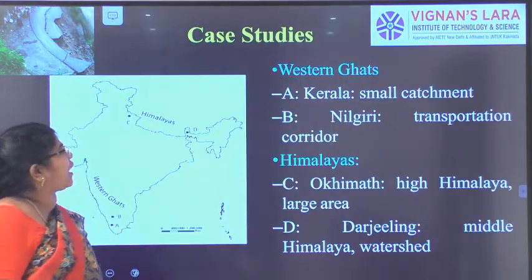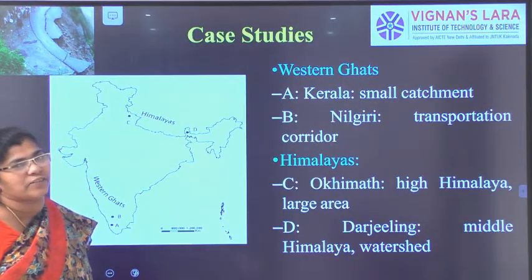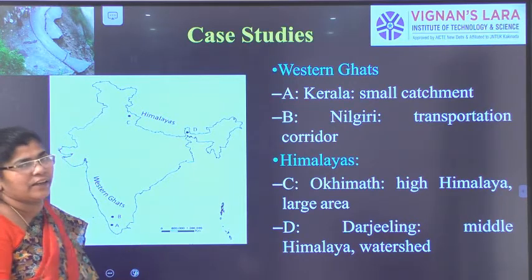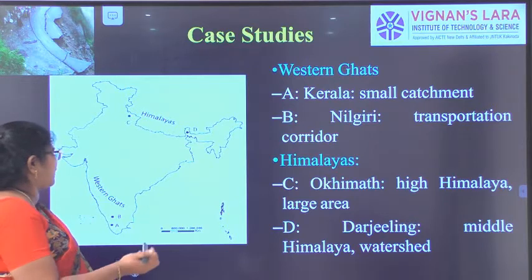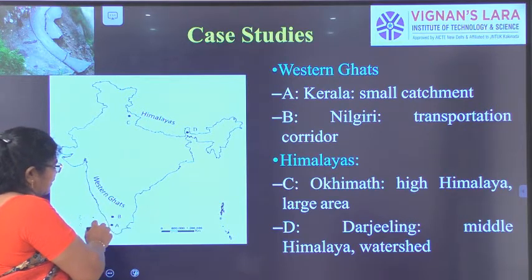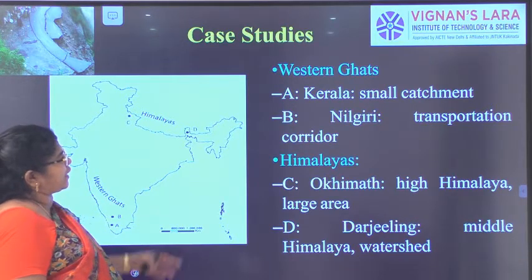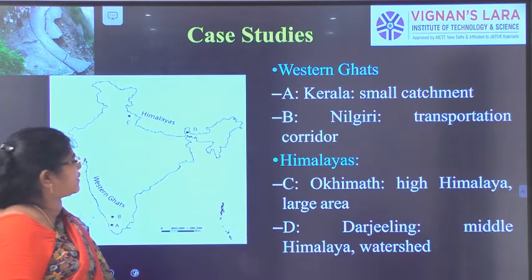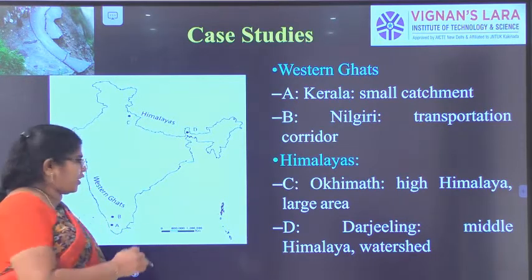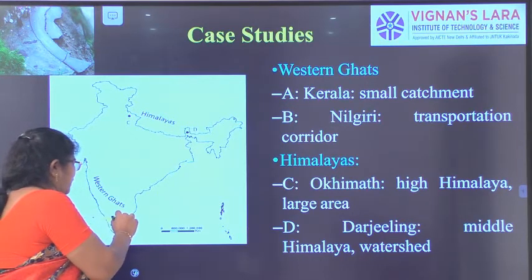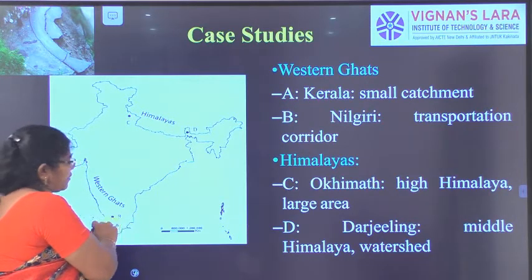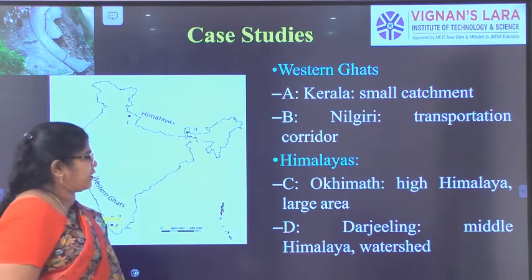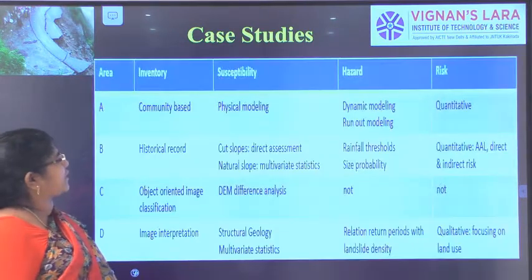So we will see the case studies. One is from the Western Ghats, the other is from the Northern region, that is North India. In the Western Ghats we can see Kerala and the Nilgiri transportation corridor, but I will show you only two things. One is Kerala, a part of Kerala, and the next one I will show you is Darjeeling. So I will discuss these two case studies.